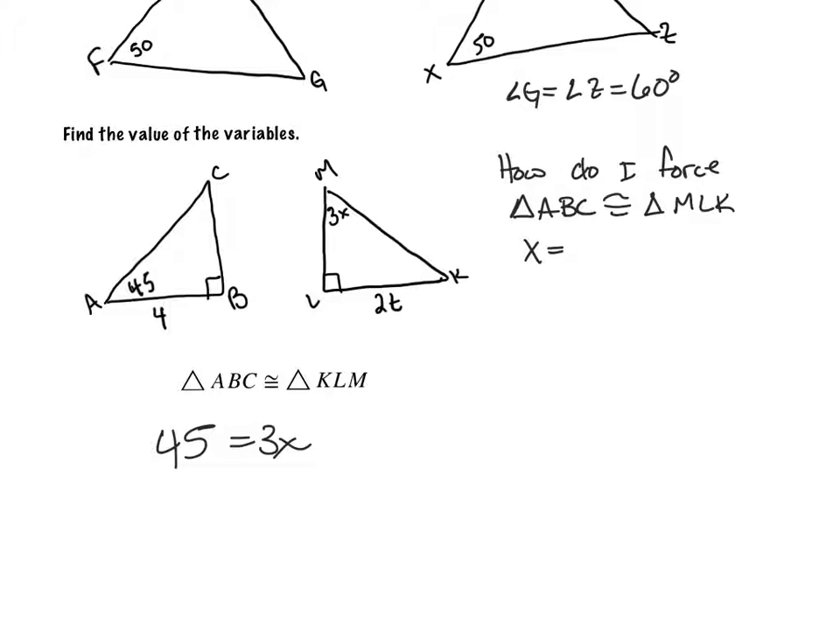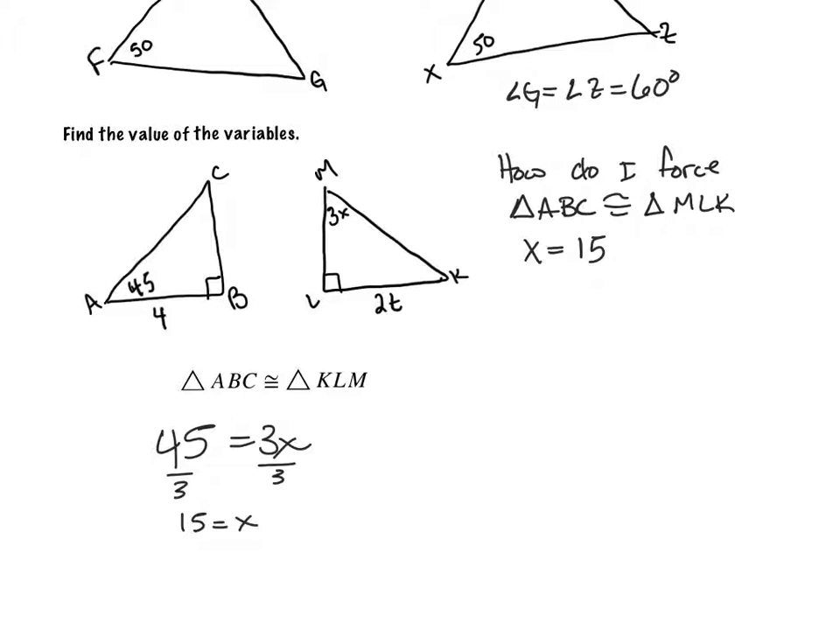And this is where solving equations comes into play a little bit. So how do I get the x alone? Divide both sides by 3. This is where you need a calculator. I've got a whole bunch in the back. If you were to do 45 divided by 3, you would get 15. So x is equal to 15.